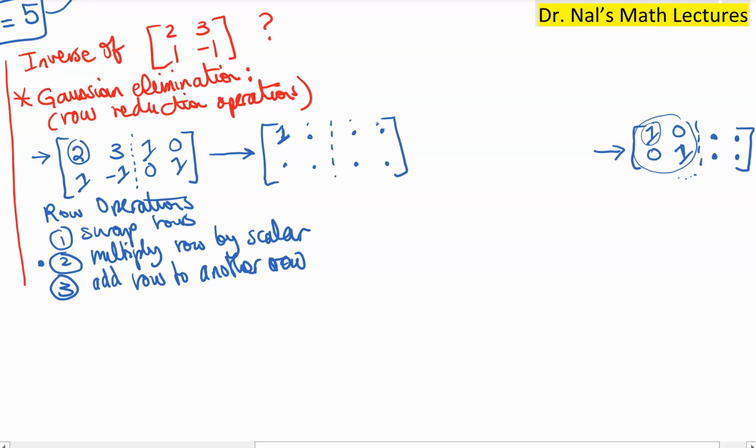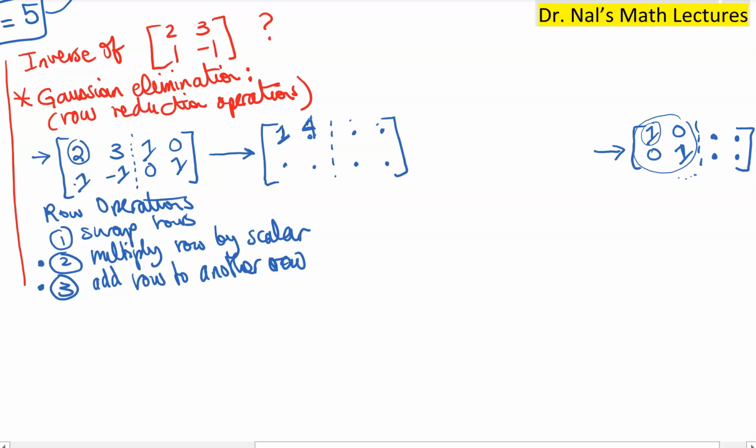Alternatively, using that third property, I could have multiplied the second row by -1 and added it to the first row. Actually, I think that one turns out to be probably easier. So let me just go ahead and do that. I'm multiplying the second row by -1 and adding it onto the first row. So +1 times -1 is -1, plus 2 is a 1. -1 times -1 is a 1. 1 plus 3 is a 4.